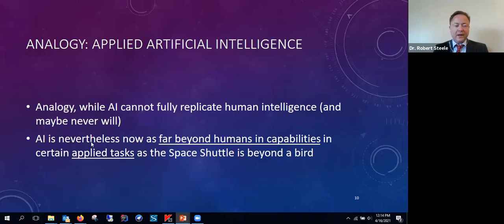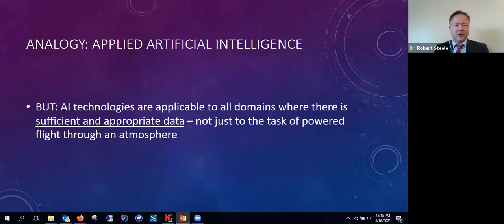Here's the key point. AI is nevertheless at this point far beyond humans in capabilities in certain applied tasks, maybe as far ahead as the space shuttle is to a bird. Okay, again, just an argument by analogy, just to really drive home this point. What that means is that exact duplication of human intelligence is not going to happen anytime soon, and maybe never will. But the same technologies can be used already to do some very, very impressive things.